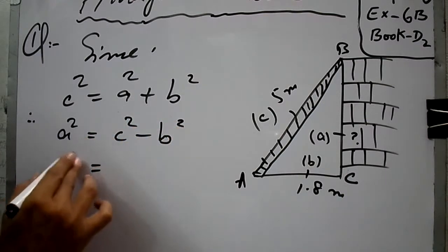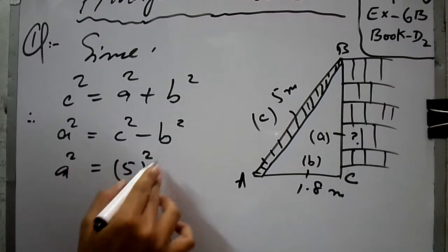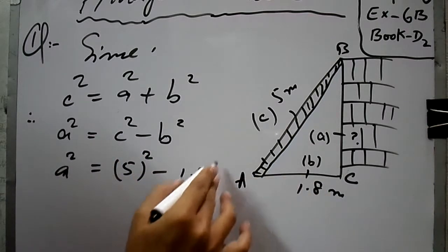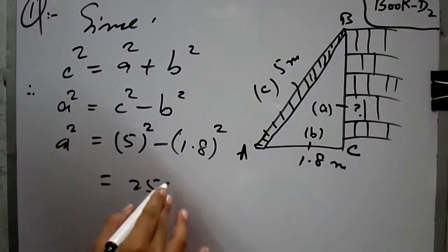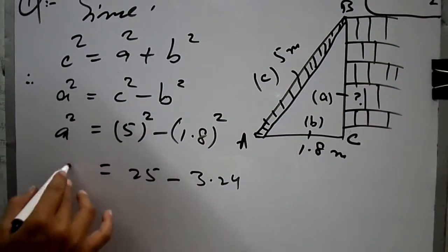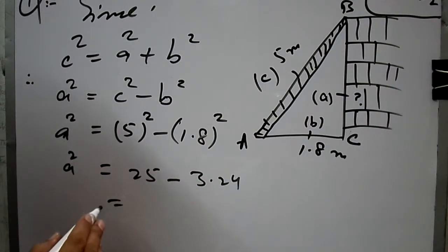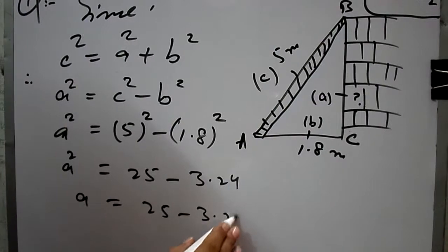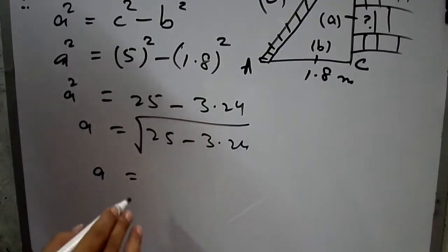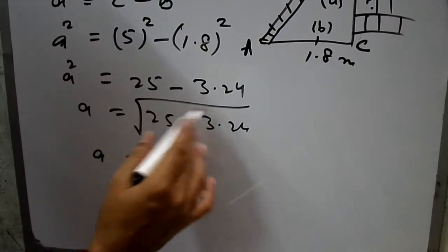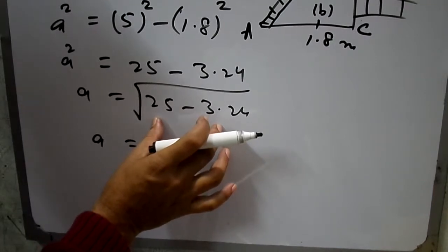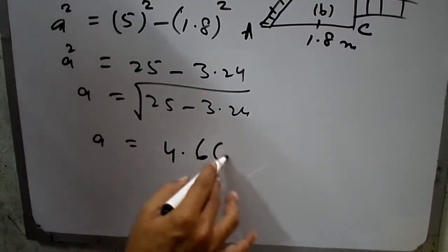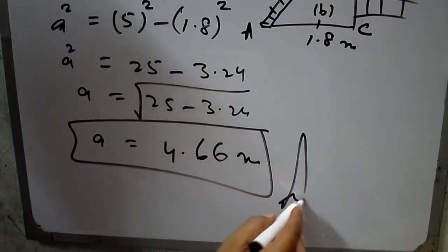Now putting the values, the value of c is 5 square minus the value of b is 1.8 meter whole square. So after simplification, you will get 25 minus 3.24. That is your a square. But you need the value of a. So 25 minus 3.24 by using calculator, take the under root. First you have to subtract, and after simplification you will get approximately 4.66 meter. So that is your answer in question number 1.